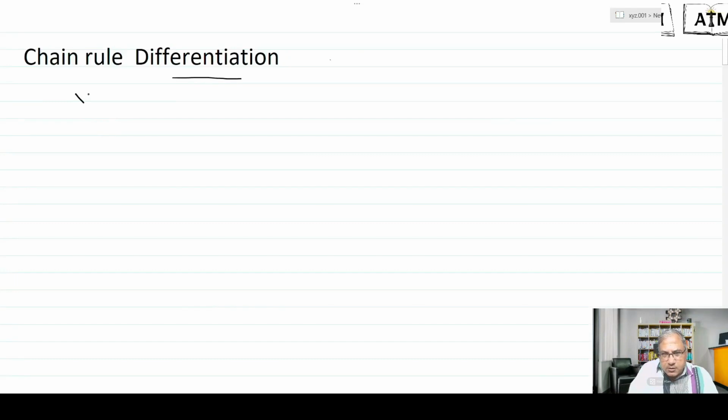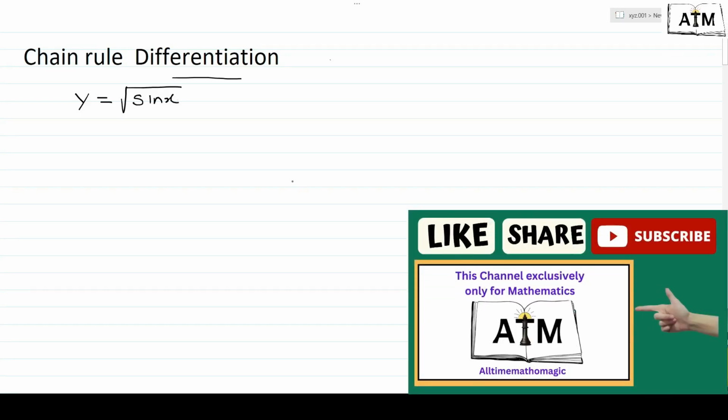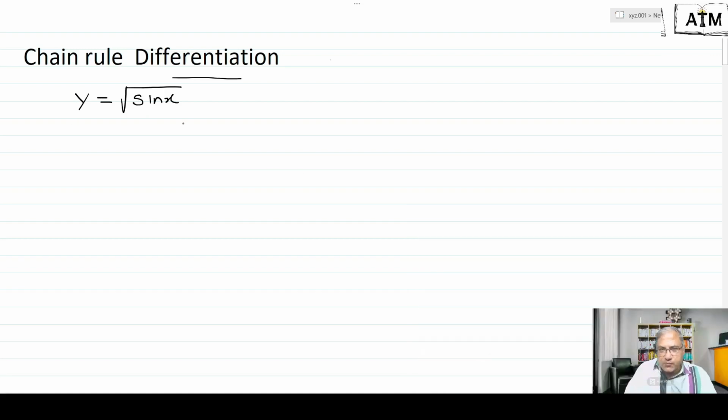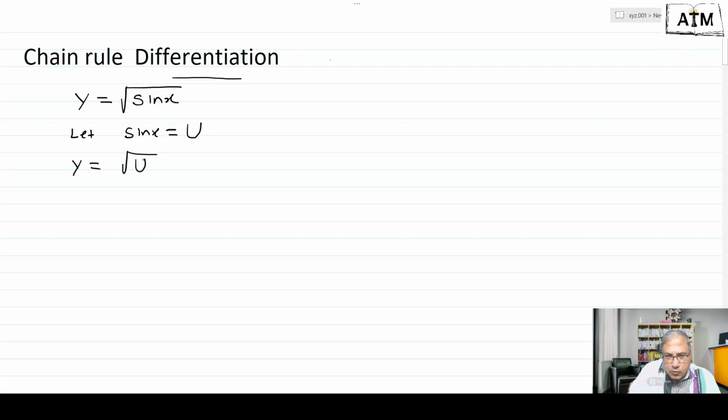Next example, suppose y equals root of sin x. It is equally valid for every other trigonometric function. In place of sin x, there can be cos x, tan x, sec x, cosec x, anything. So let us do this first problem in detail. Then the second problem, we will do a shortcut. So first of all, y equals root sin x. Then step number 1, let sin x equal u. Then we get y equals root u.